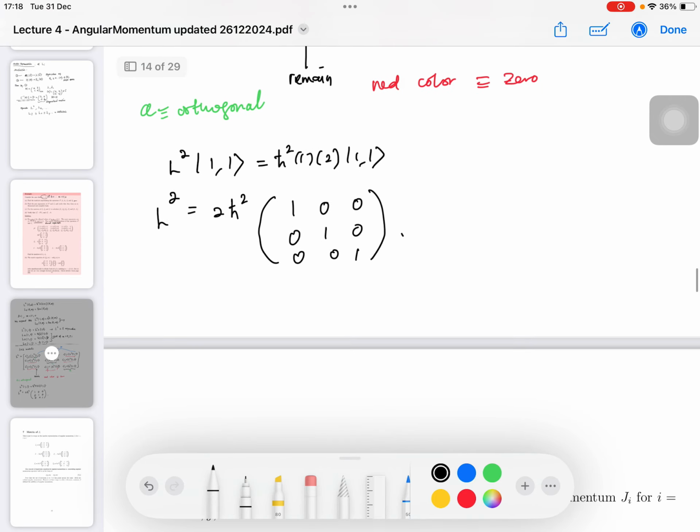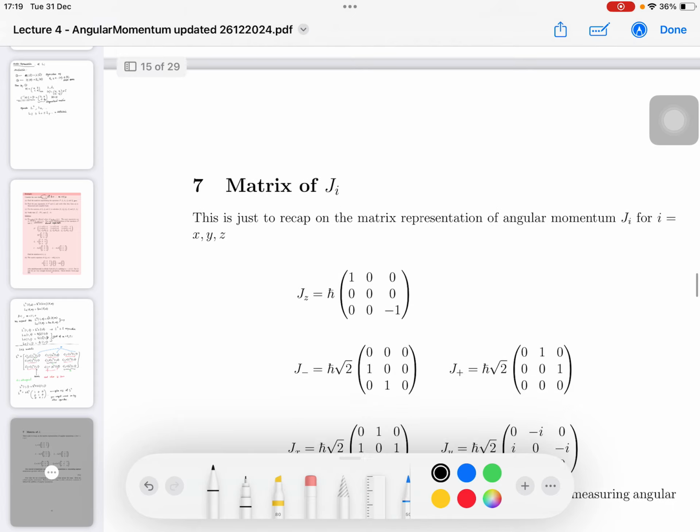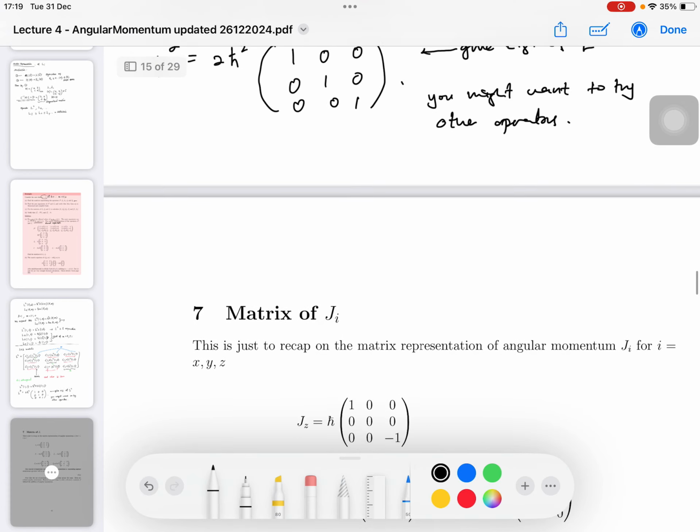So I have given you an example of L square. You might want to try the other operators. I will put it in the post. So you read up on the other parts.